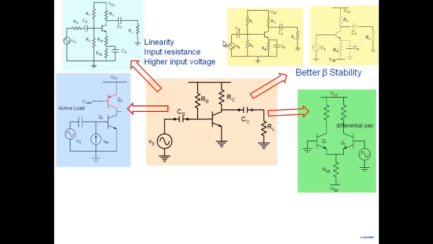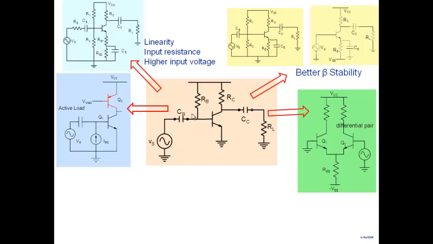And therefore, we are looking for a configuration where there are no coupling capacitors, no bypass capacitors. In an attempt to solve that particular problem, we'll arrive at this particular solution that you see here, differential pairs. They are a natural solution to that particular problem here. All right, so we have seen these two.